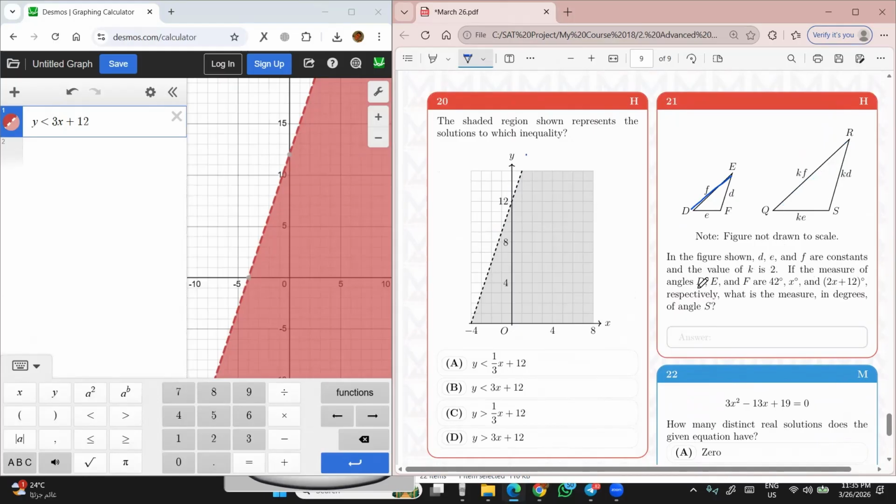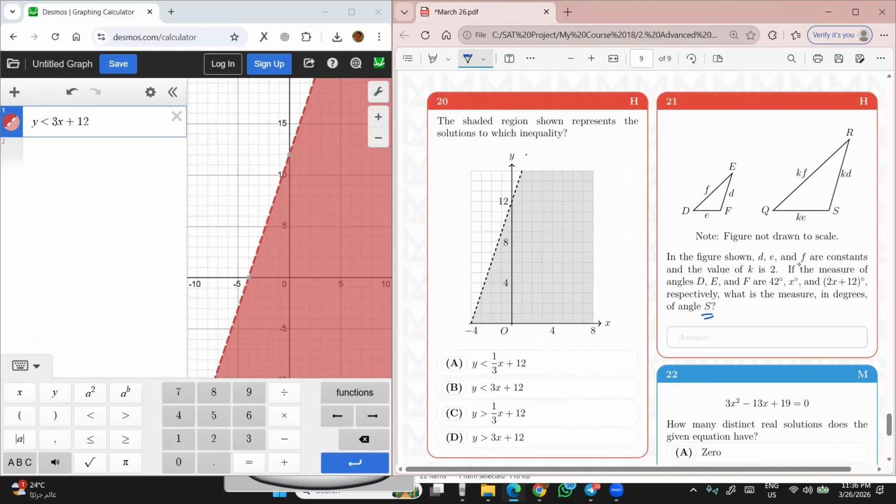If the measures of angles D, E, and F are 42, x, and 2x plus 12, where are these angles? D, E, and F. So the total of the measures of the interior angles of a triangle is always 180. So you can get the value of x. And then what is the measure of angle S? How can we get S?